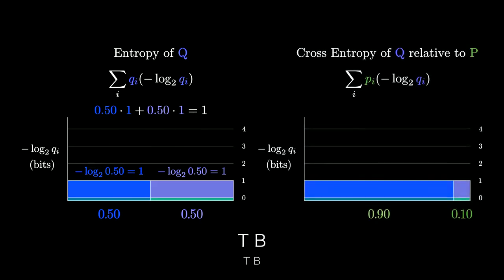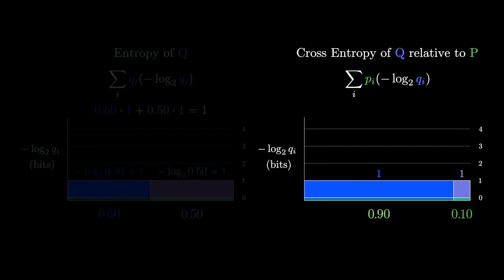And what about cross-entropy? If this code was used when a new distribution of symbols applies, what would the average number of bits per symbol be in that case? Well, in this example, because each symbol has the same amount of information, 1 bit, the weights in the weighted sum don't actually make any difference. So cross-entropy is also 1 bit.